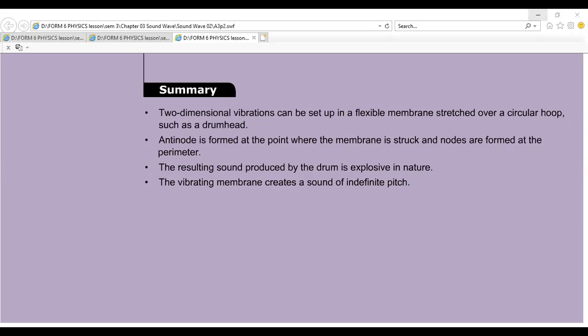Okay, ladies and gentlemen, these are the lessons for today. So this will be the questions for the lesson today. We have question 1, question 2, question 3, question 4, question 5, question 6 and question 7. So this is the exercise for today.